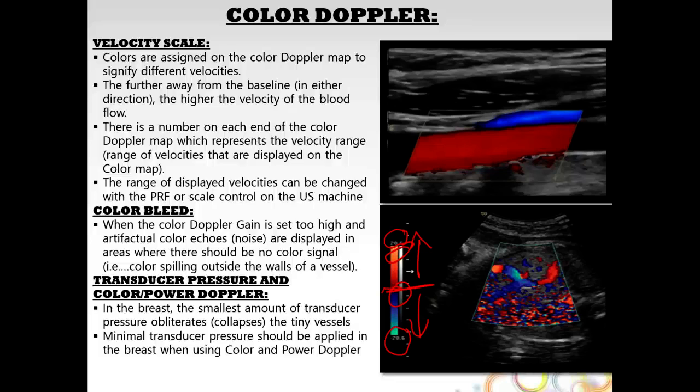Color bleed. So this is an artifact. This is when, in a blood vessel, the flow is spilling outside the walls of the vessel. And usually this just means that your color gain setting is set too high.